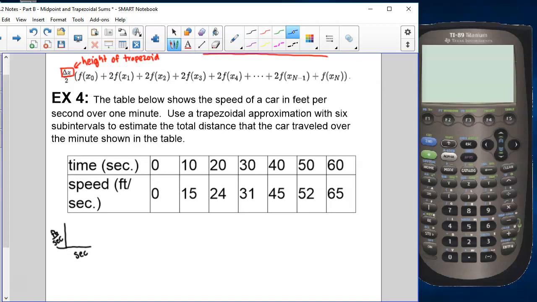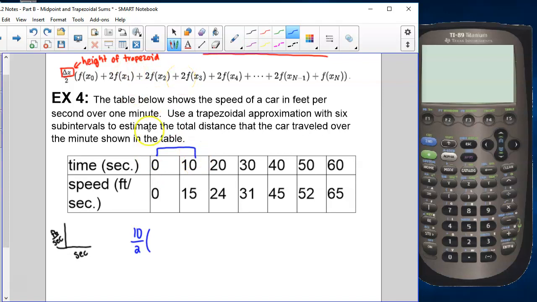Okay, so I see what you're saying. So each one has a width of 10, but then you have to divide it by 2. Is that right? What you're thinking? Okay, so you will have 10 divided by 2, or it's like 1/2 times the height, which is 10, so we get 5 there. And then we are using y values here, because we're finding f of 0, and f of 10, and f of 20.